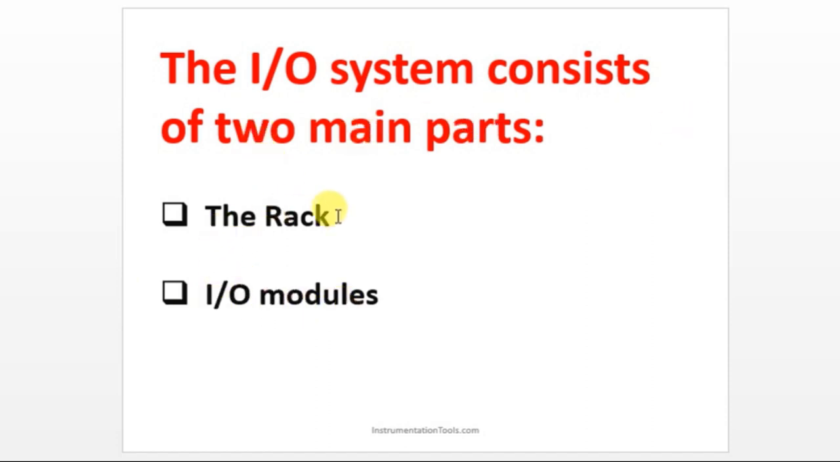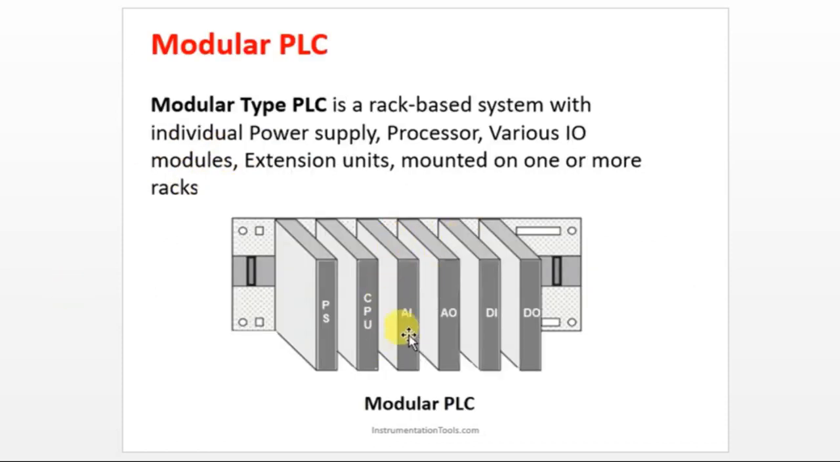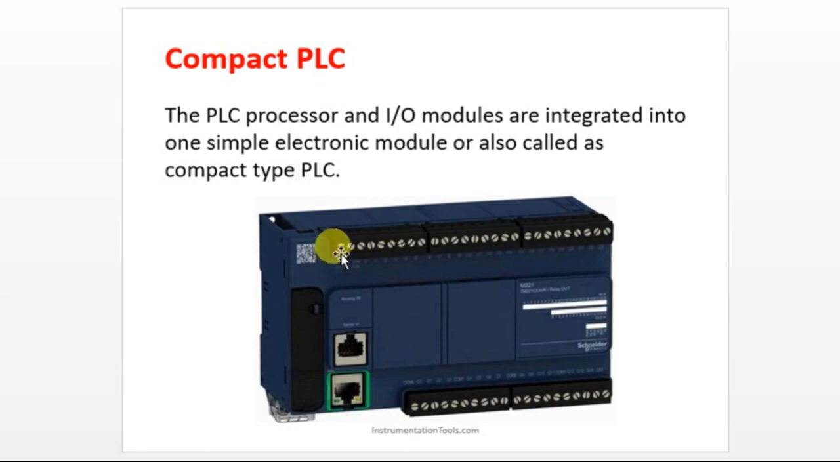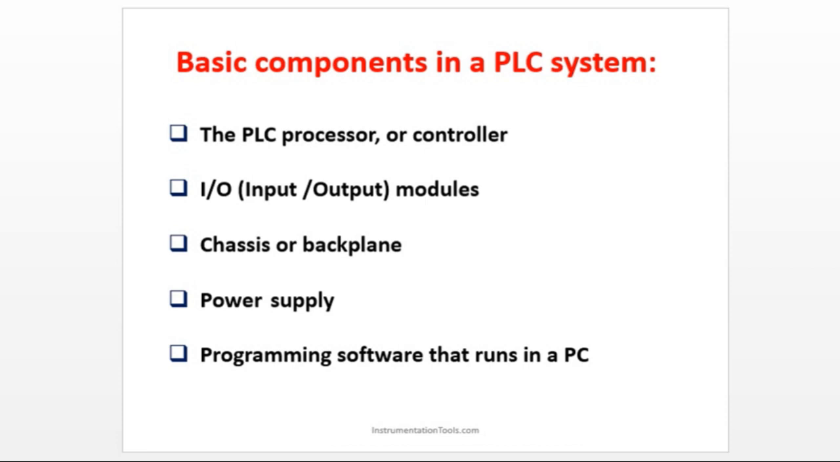The rack acts as a backplane at the back, and the IO modules fit into it. So the rack is an enclosure with slots, and the plug-in uses these slots only. That is connected to the CPU. IO modules are devices with connection terminals to which the field devices are wired. This is a separate module, whereas in an integrated system, the IO module is this complete line: this line will be the input module and this line will be the output module. But in a modular type of PLC, we have separate modules. That's the difference between those two.